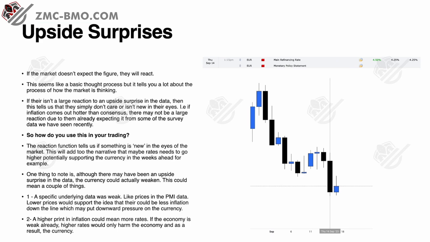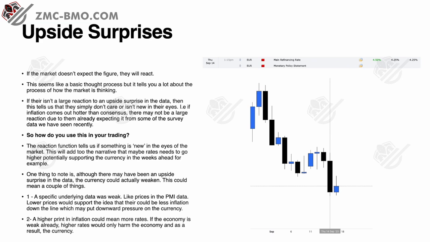So how do you use this in your trading? The reaction function tells us if something is new in the eyes of the market. This will add to the narrative that maybe rates need to go higher, potentially supporting the currency in the weeks ahead, for example. One thing to note is, although there may have been some upside surprise in the data, the currency could actually weaken. This could mean a couple of things.